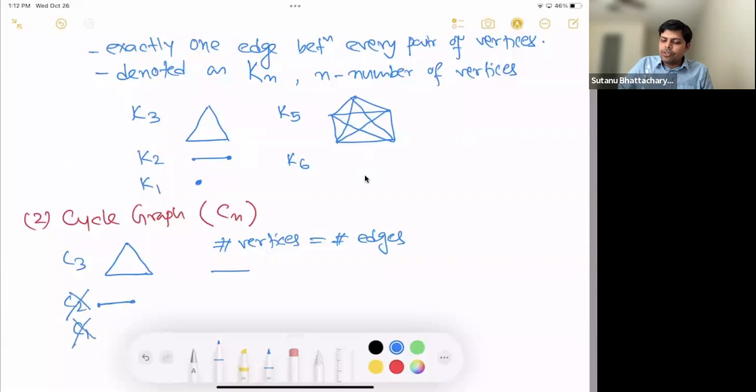You may think of C4. So this is C4. There exists a cycle and the number of vertices equals the number of edges. Similarly, this is C5. This is C6.